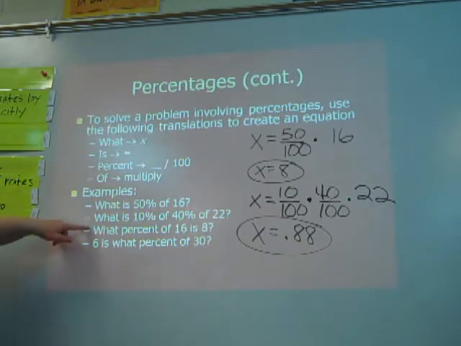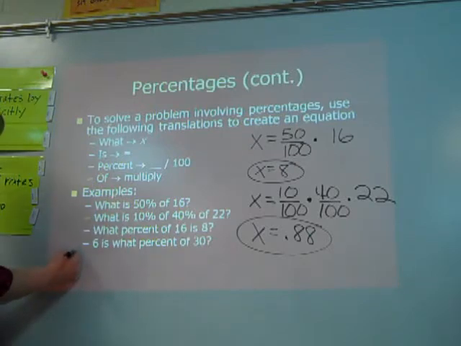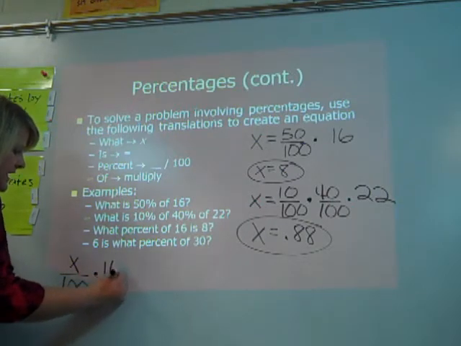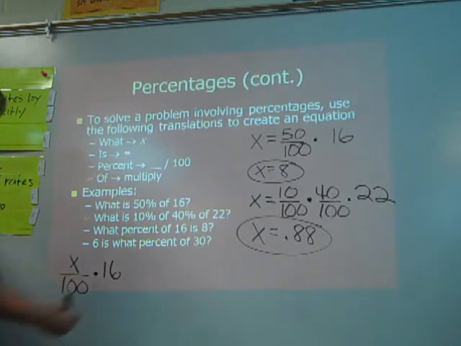All right, so the next one, what percent? So what percent means x, percent means over 100. So what percent of 16 is 8: x over 100 times 16 equals 8. So how would I solve for x here? What would I need to do first? I want to get the variable by itself. So how do I do that? What do I do first?